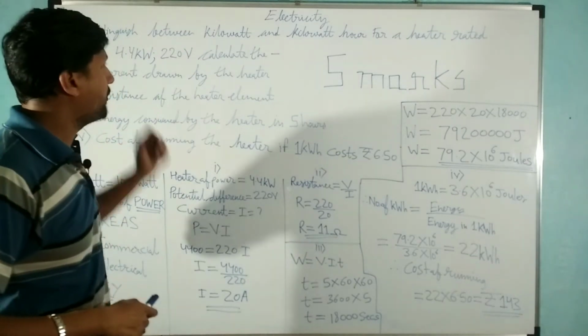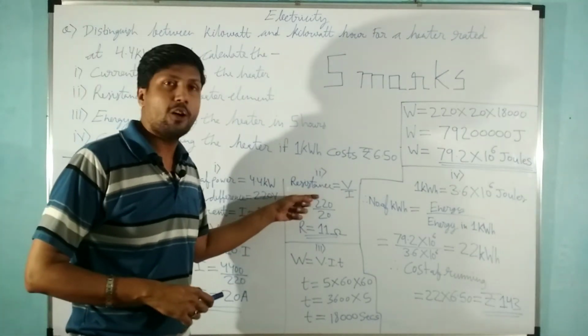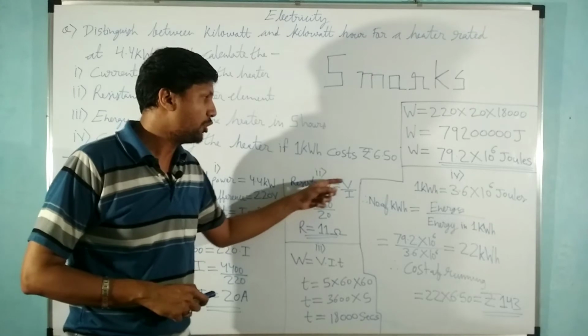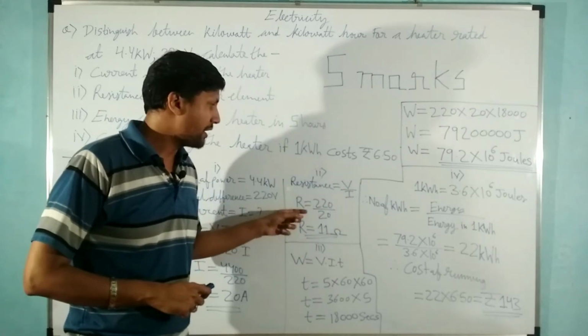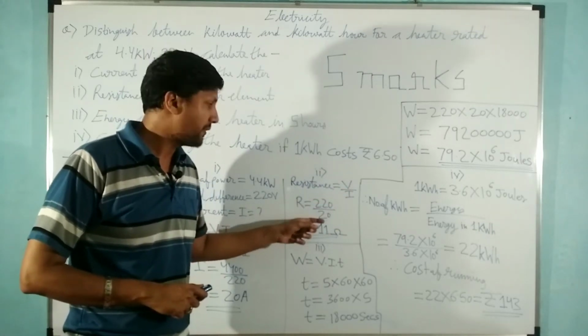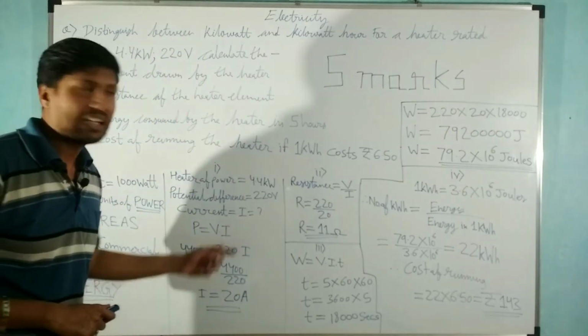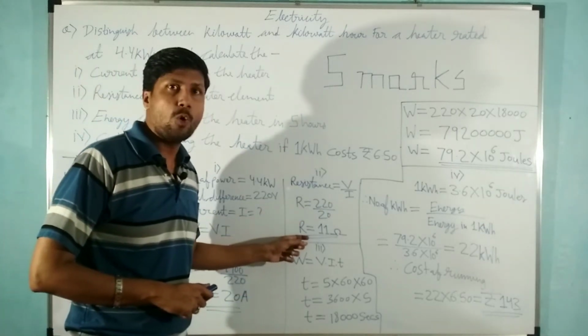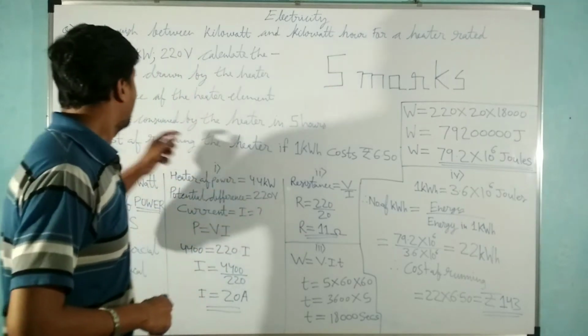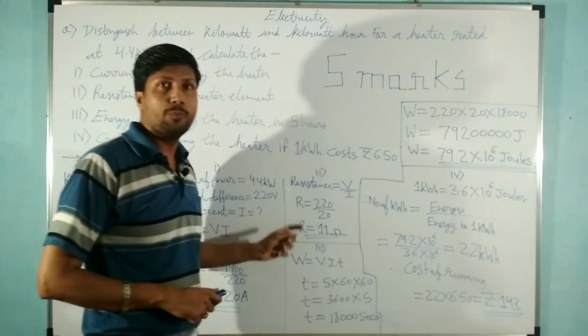Now the second part is the resistance of the heater element. By Ohm's law, V is equal to IR, so R is equal to V upon I. R is equal to 220 volts of potential difference upon 20 ampere of current. So we got 11 ohms of resistance. The heater element has 11 ohms of resistance.